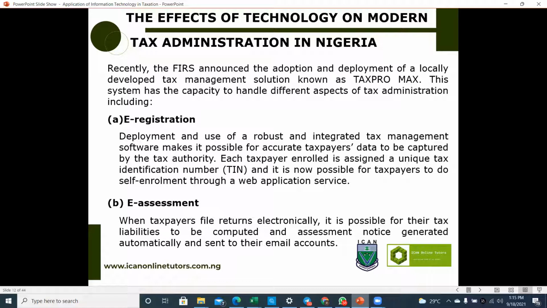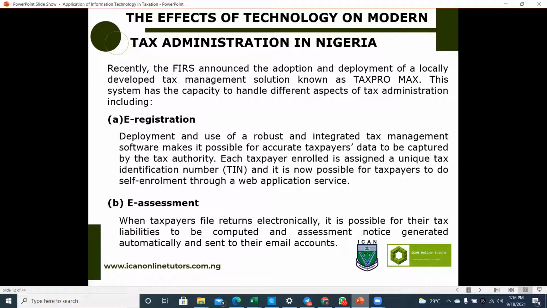We equally have e-assessment. The tax promise was so designed that, for instance, for the company's income tax, what you need to do is to input the line items you have in your statement of financial position and your statement of profit or loss. Once that has been inputted, it automatically computes your capital allowances, your tax liability, your adjusted profits, your company's income tax, your education tax. It also computes your minimum income tax.